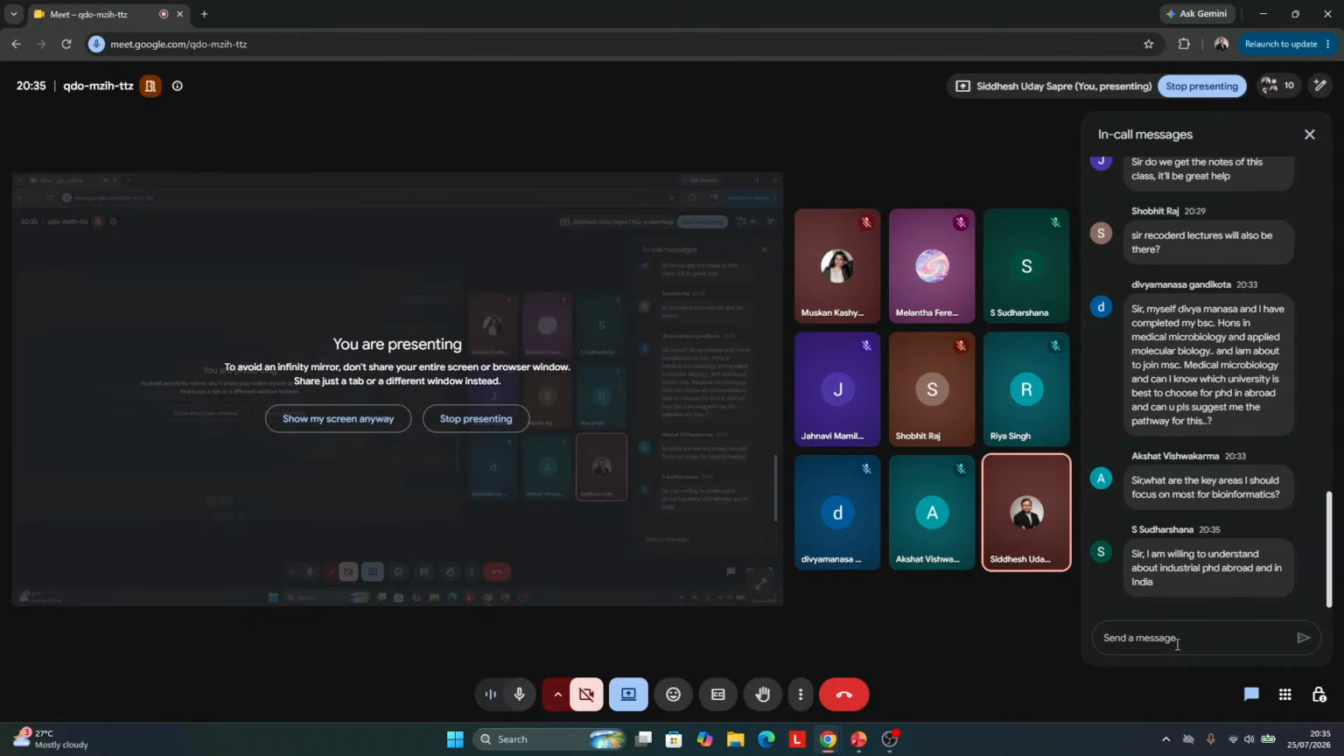Akshat, what are the key areas I should focus on most for bioinformatics? So, we learned about the central dogma of life here. The easiest part to learn in bioinformatics right now, and also the most important part, is to start with programming. I would say that programming is most important to learn right now.